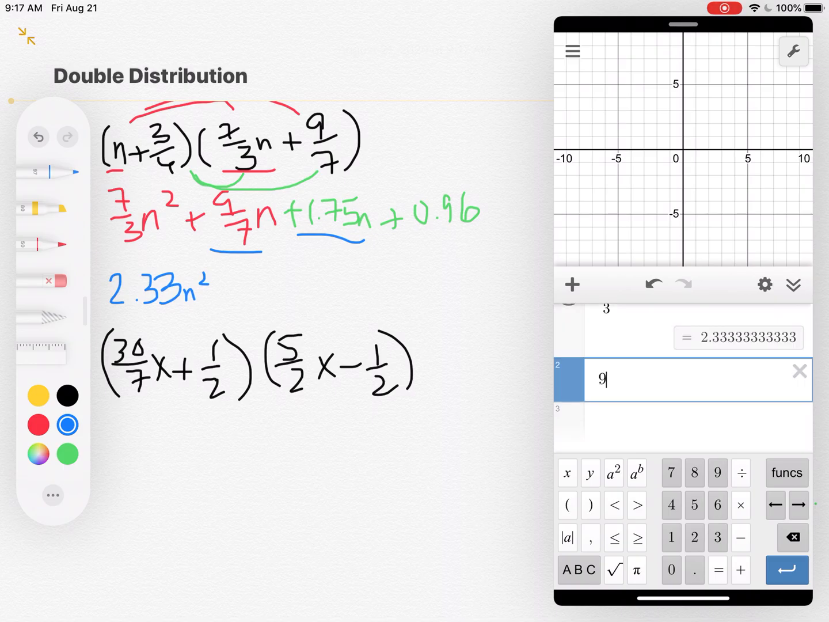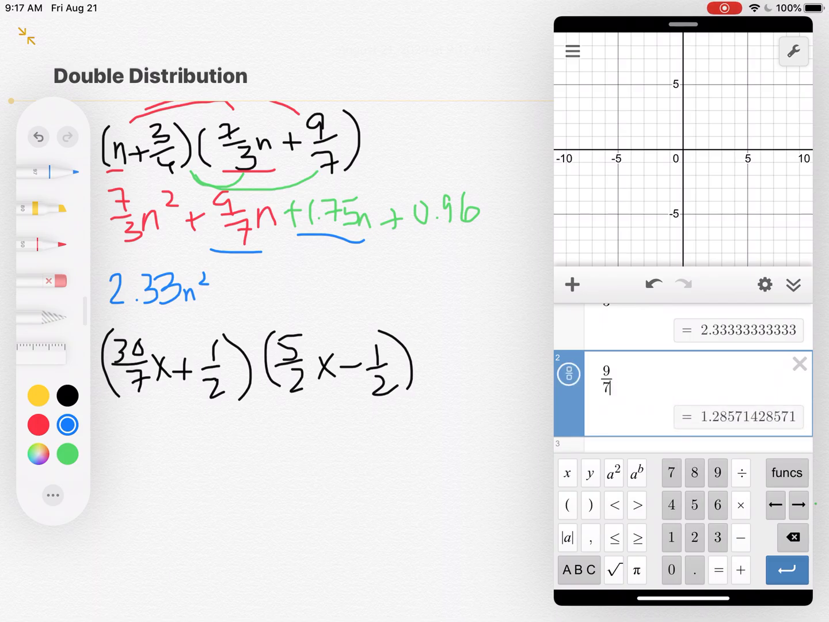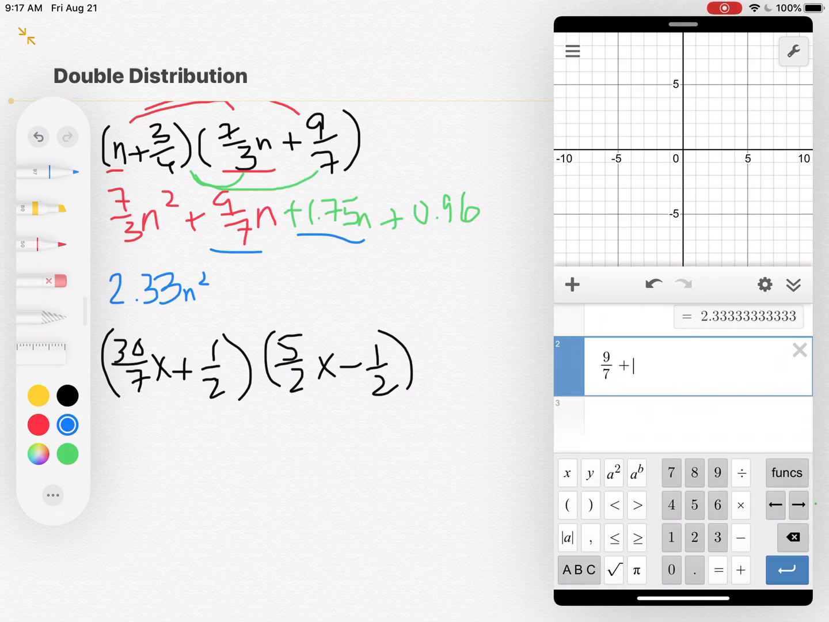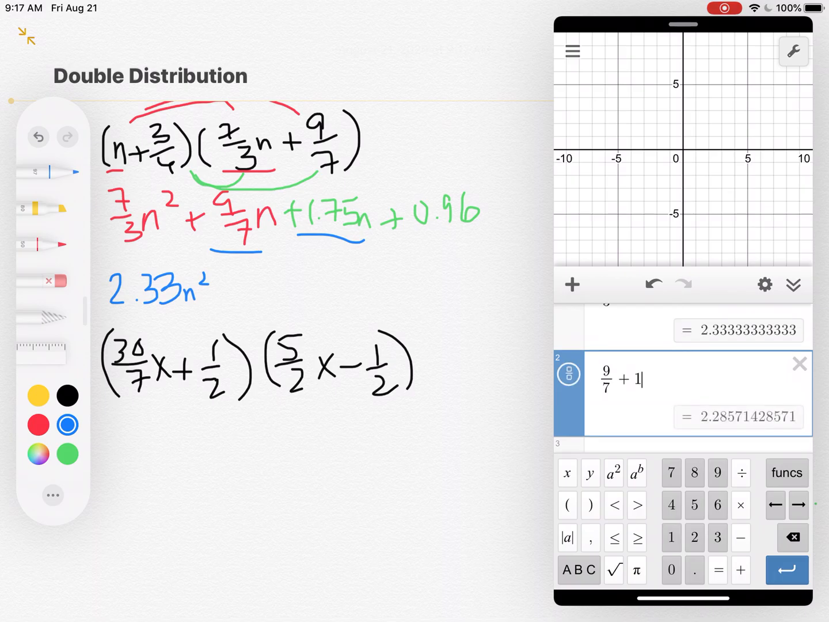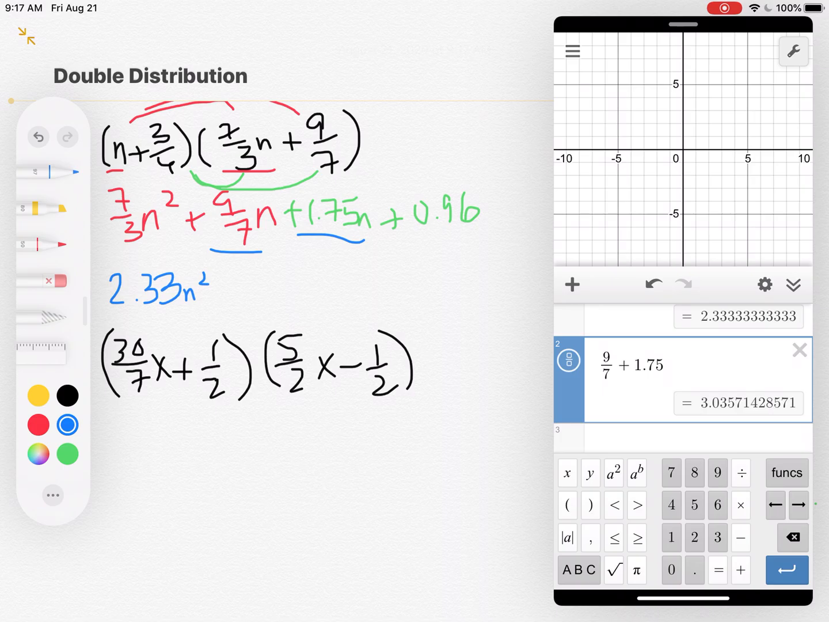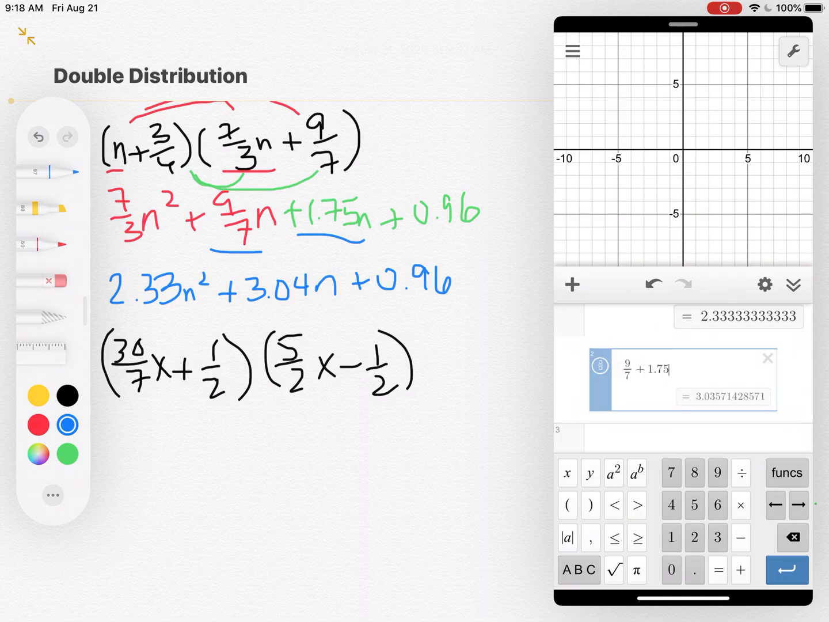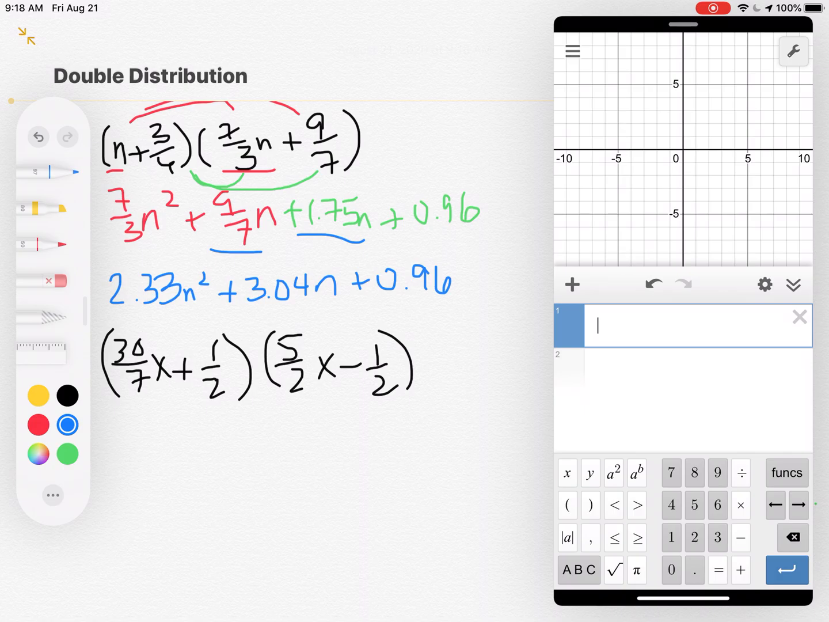Next, let's add our like terms. 9 over 7, arrow over, plus, because we're combining now, 1.75. Let's round that. It's going to be 3.0. Since we have a 5 next to that next 3, it's going to turn into a 4. And there's an n there, don't forget. And then 0.96. Remember, use that gray X to get rid of anything in Desmos that you are done with.